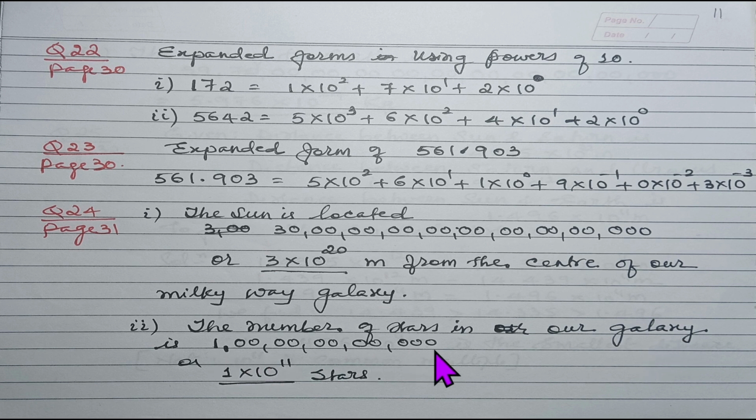The number of stars in our galaxy is so many, difficult to remember, but the easiest method is just 1 into 10 to the power 11 stars. So the number of stars in our galaxy is 1 into 10 to the power 11, and that is the importance of exponential notation.